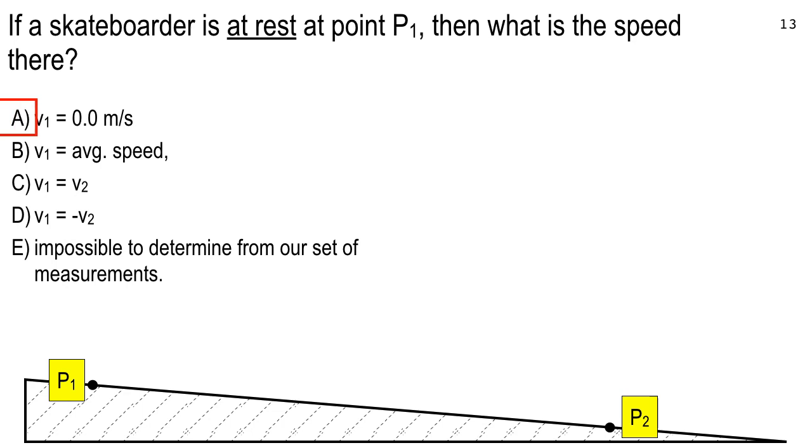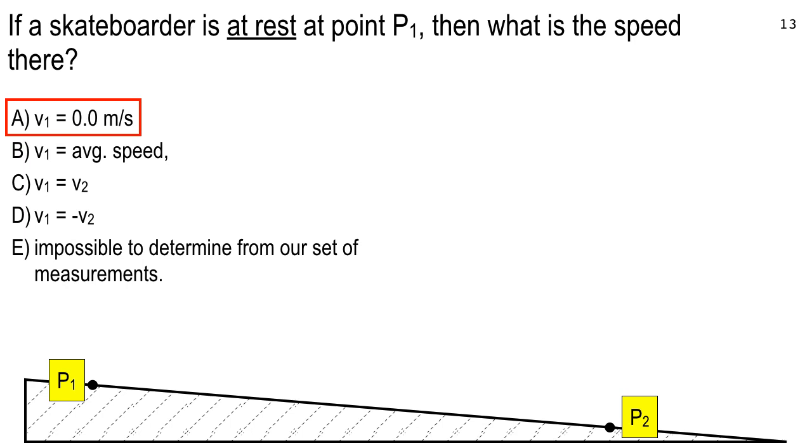Yeah. The average or the initial speed is 0. That's what it means. If I say that something's at rest, you can automatically write down speed equals 0.0 meters per second. Okay, that's what that means.